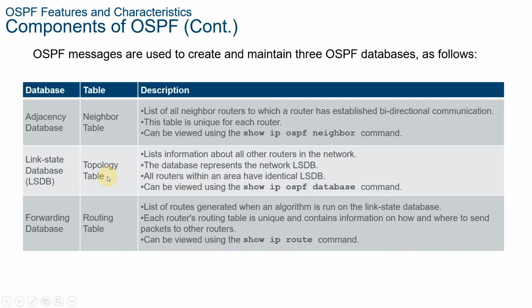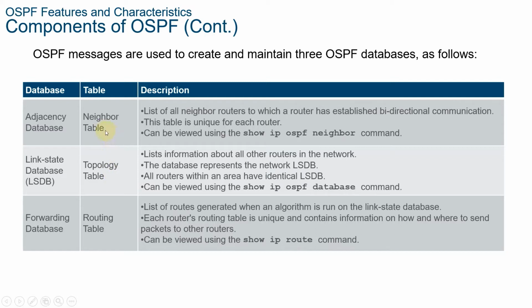Now the topology table can be seen using the show ip ospf database command. And of course, the routing table, which is also similar to static routing. We can see the routing table via the command show ip route. Okay. So basically, the difference between these tables are as follows.